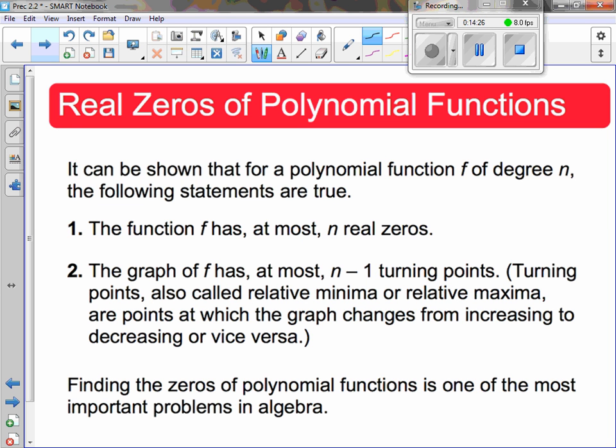Because it can work out that we have the same intercept or the same zero more than once. So we can have it 2, 3, 4, 5, 6, 7, 8, 9 times. It can be repeated, so it doesn't mean it's restricted to it. It's just we might not have any unique zeros.